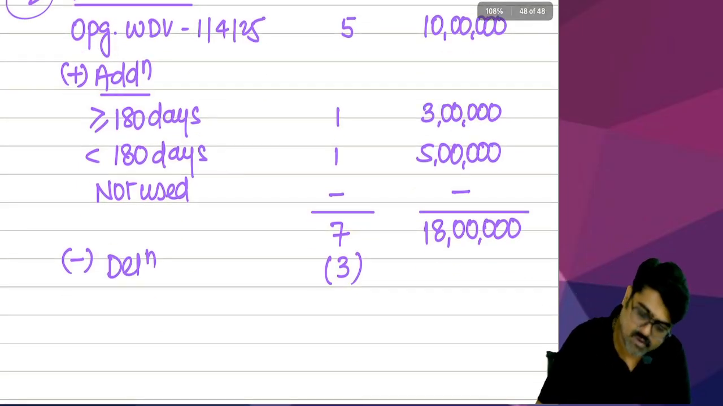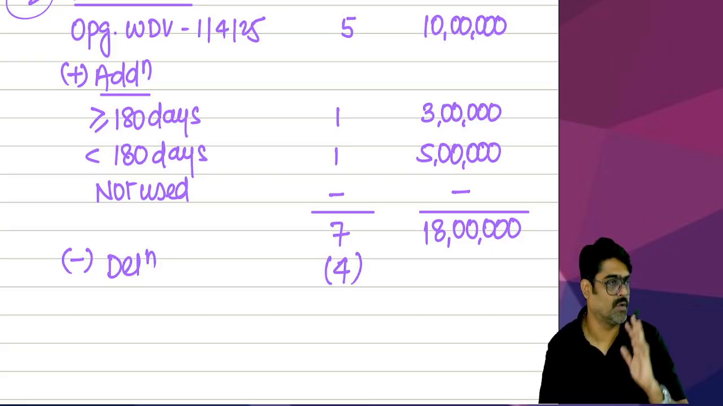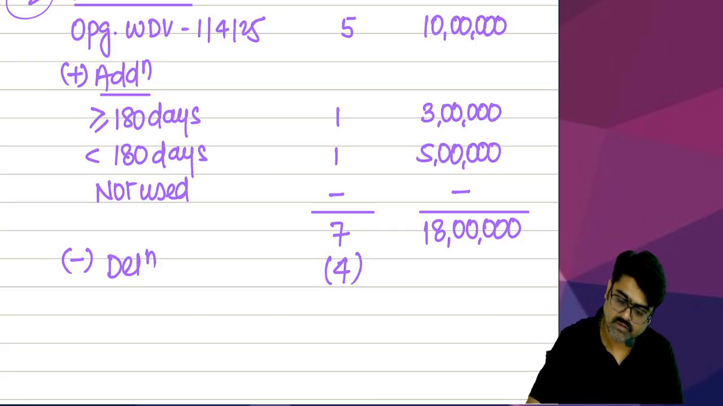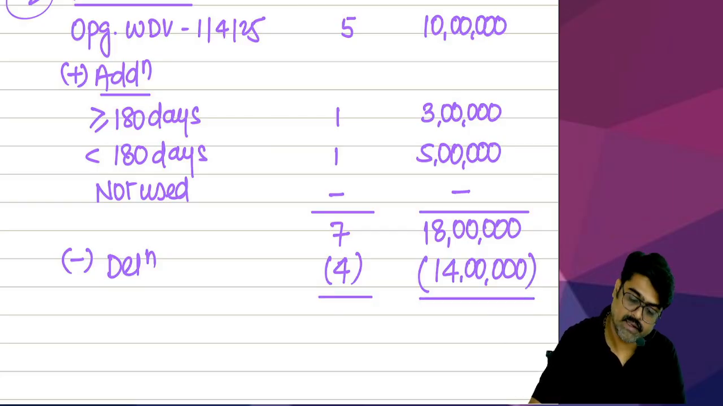Now you are selling how many assets out of the block? Example, you are selling 4 assets in the block. 4 assets you have sold. And by selling the 4 assets, you are getting 15 lakh rupees. Not 15, you are getting 14 lakh rupees. Possible or not possible? So now how many assets are there? How many assets are there? 3. How much value will remain?